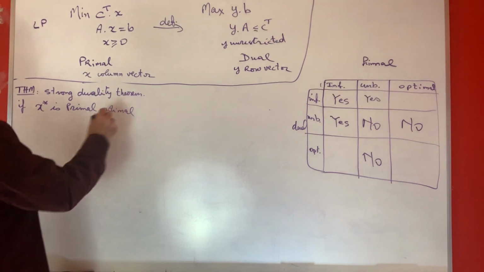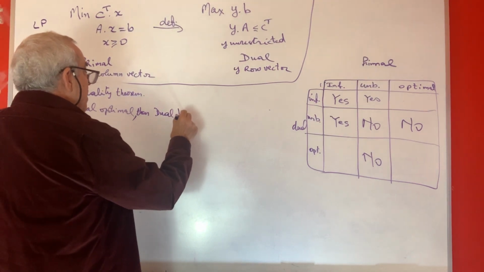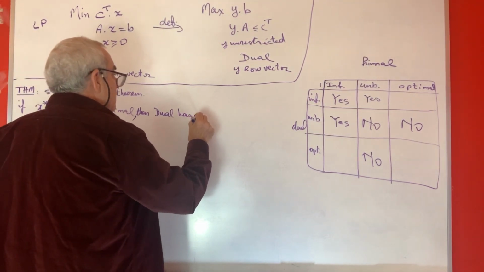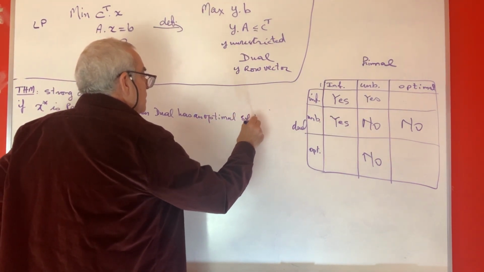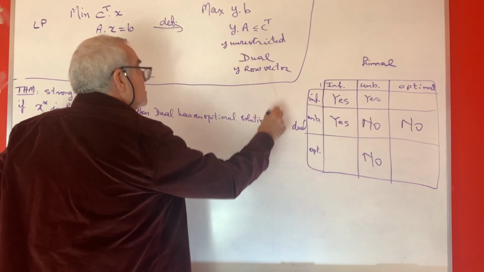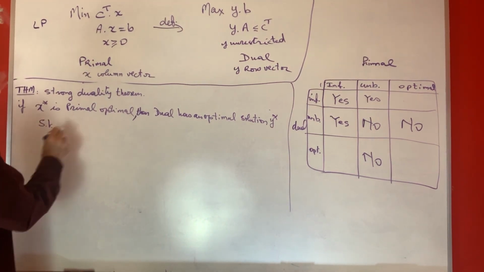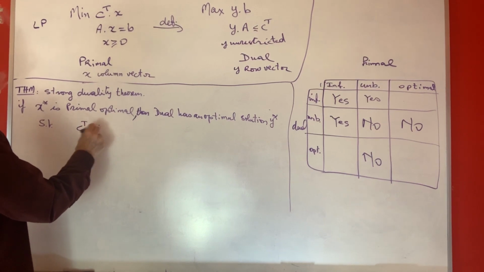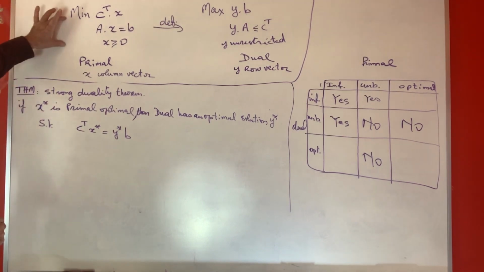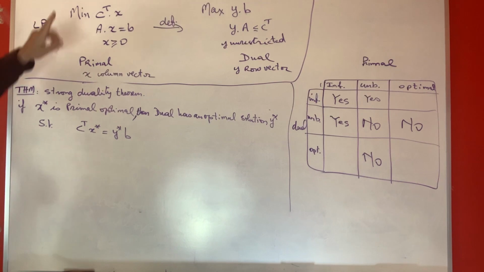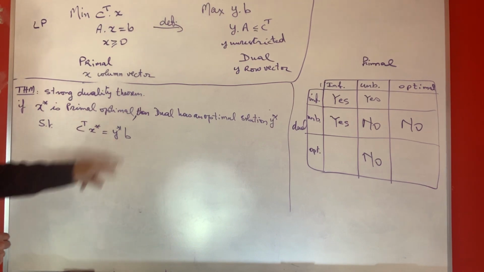Okay, then the dual has an optimal solution, I'll call it Y star, such that C transpose X star is equal to Y star B. So if this has an optimal solution X star, then that problem over there, the dual, has an optimal solution Y star, and C transpose X star is equal to Y star B.